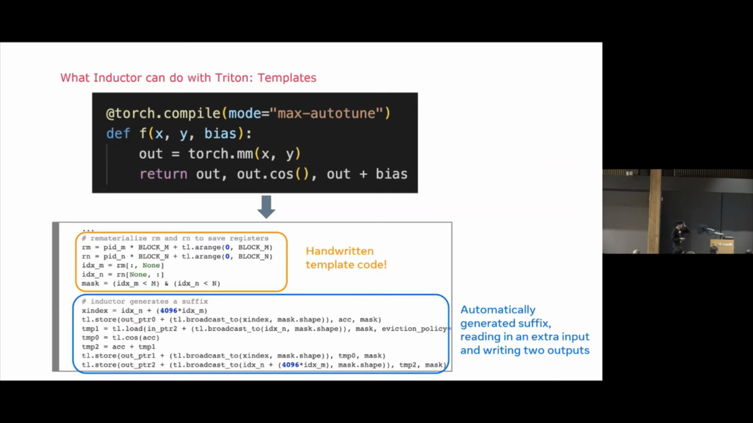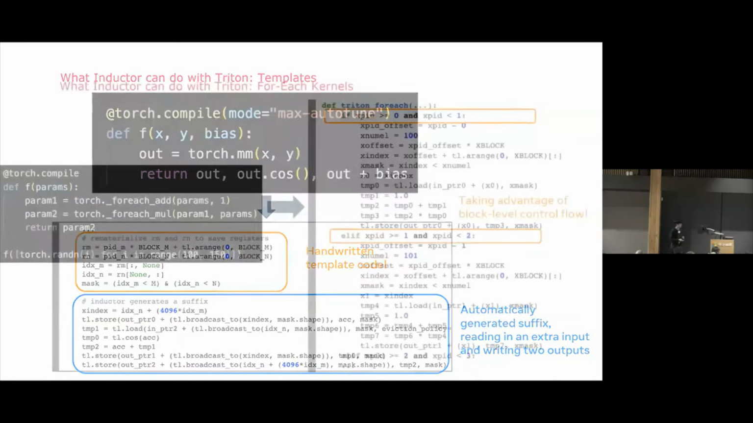And so if you take a look at a sample of this generated code, you can see above there you have very much the handwritten template code for Inductor for matmuls. But at the bottom here, we have an automatically generated suffix that both does an extra load, reading in an extra input, as well as writing two extra outputs. And so this can all be done automatically with Triton templates that we add to the compiler.